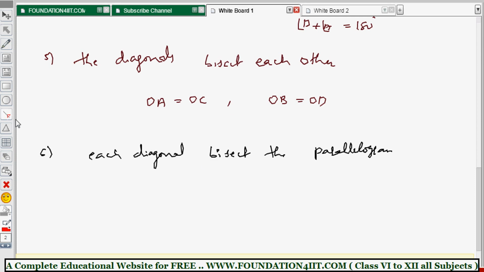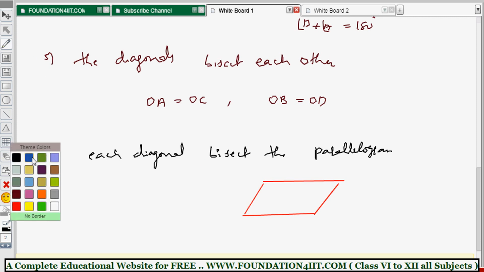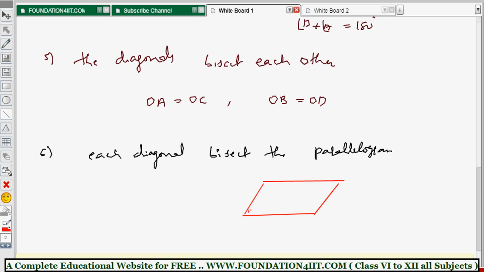So when we observe, if this is a parallelogram and we take one diagonal, any diagonal, this diagonal divides the total parallelogram into two exactly equal parts. That is, it bisects the parallelogram. So this one and the other one are both the same. For example, if A, B, C, D, and AC is the diagonal, then triangle ABC is exactly congruent to triangle ADC.